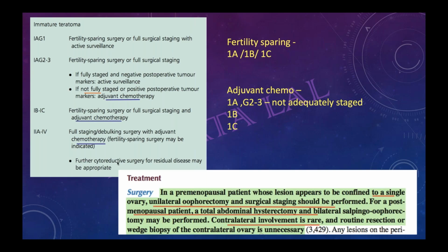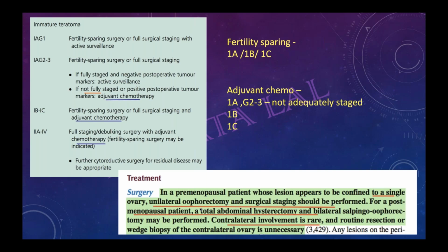Now this thing has to be remembered in these patients. Usually these are young patients, and usually the whole lesion is present in one ovary only. So unilateral oophorectomy and surgical staging can be done. But if it is a post-menopausal woman, then complete surgery is done. And biopsy of the other ovary is unnecessary. I will show you that strategy thing also.